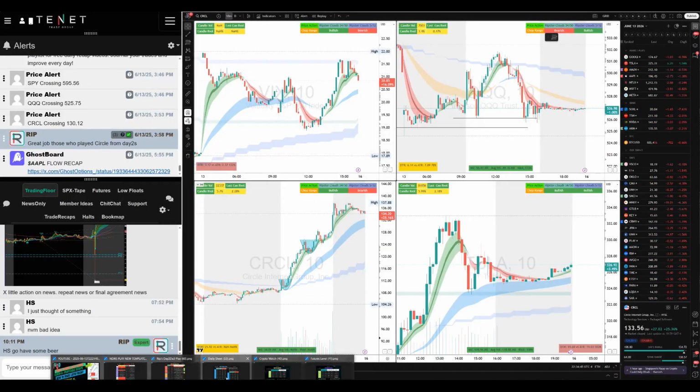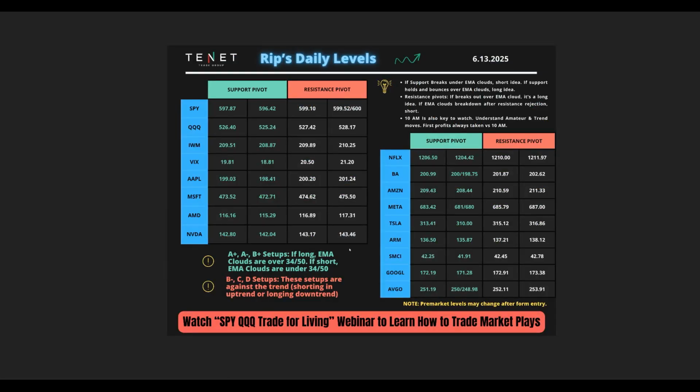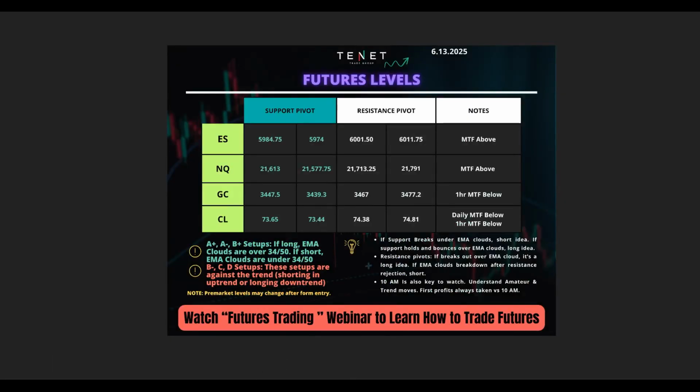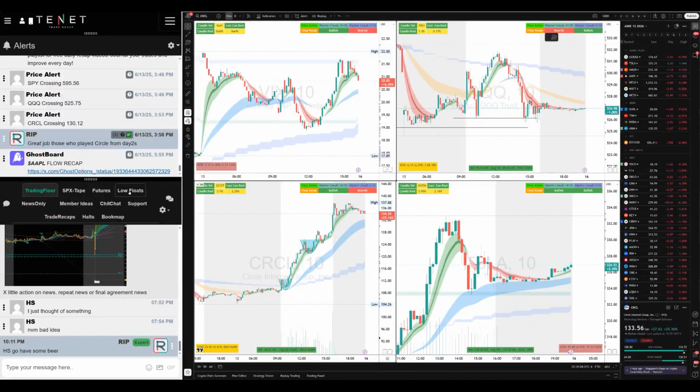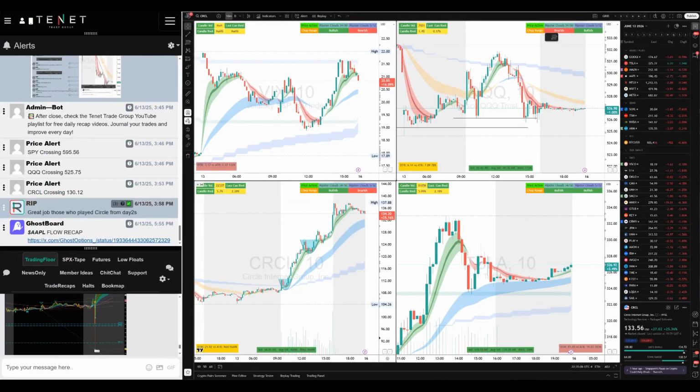In addition to that, we also have the levels provided for the indexes, Max 7, so you can trade those with the EMA Cloud system. These are also provided to the traders in the pre-market. We trade futures, and futures planning is also done in the pre-market. We trade crypto stocks. We trade low floats. Everything is provided in the pre-market planning, so we are ready for the day.